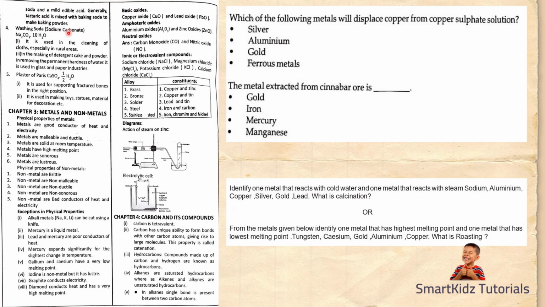We have tartaric acid, which is mixed with baking soda to make baking powder. Next we come to washing soda, also known as sodium carbonate. It has water molecules of crystallization. It is used in cleaning of clothes, especially in rural areas, making of detergent cakes and powder, and removing permanent hardness of water. It is also used in the glass and paper industry. Hardness refers to the salt content in the water.